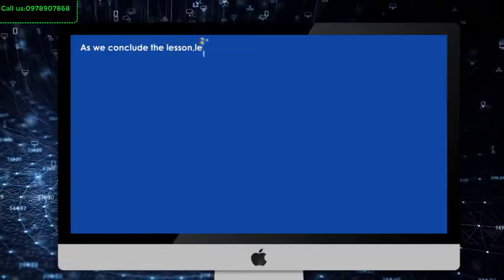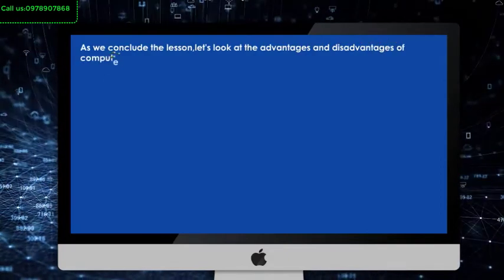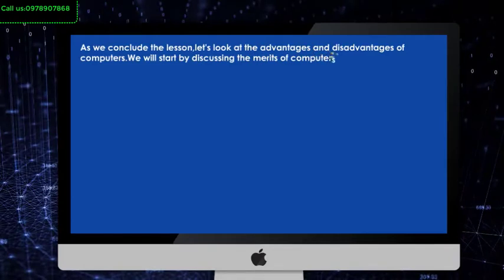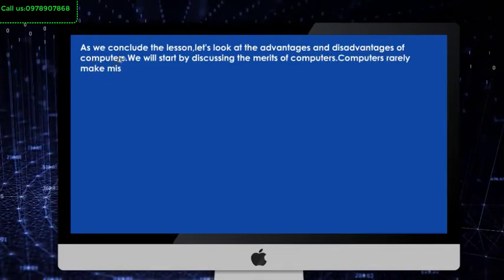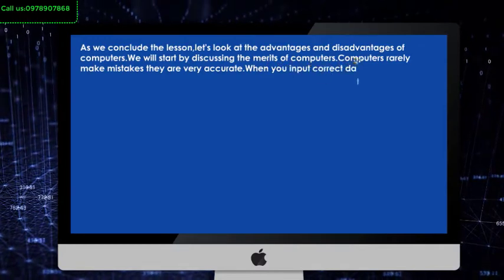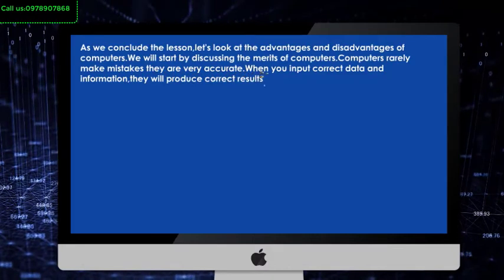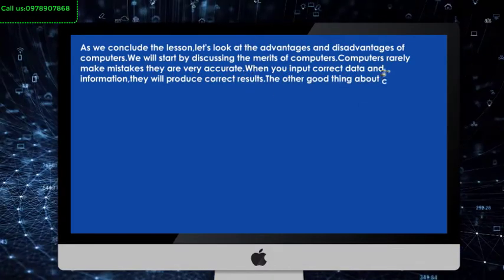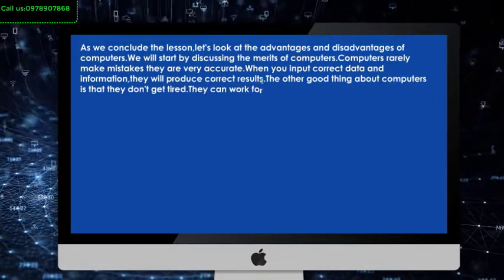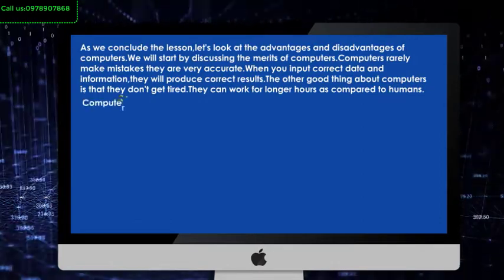As we conclude the lesson, let's look at the advantages and disadvantages of computers. We will start by discussing the merits of computers. Computers rarely make mistakes and they are very accurate. When you input correct data and information, they will produce correct results. The other good thing about computers is that they don't get tired. They can work for longer hours as compared to humans.